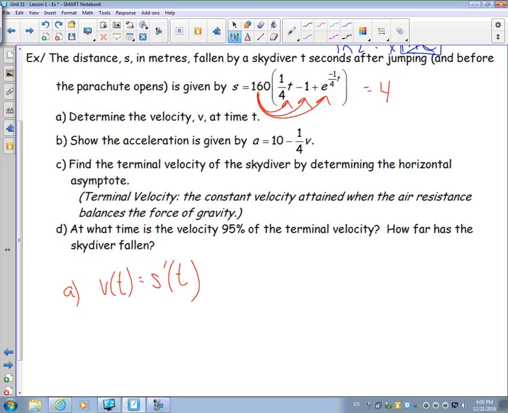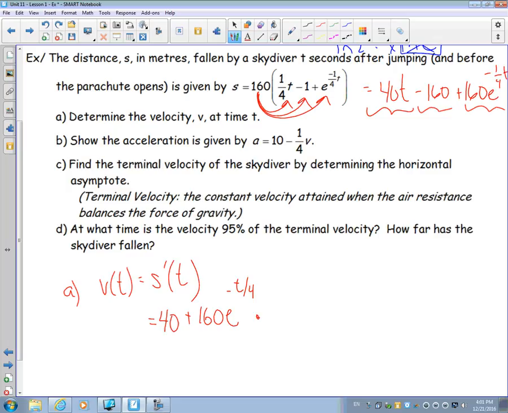160 times a quarter makes 40t, and then minus 160, and then 160e to the negative 1/4 t. You're going to say, well, why would you do that and have these extra parts? Remember, my objective is to take a derivative. It's easy to take a derivative in parts. The derivative of 40t is just 40. The derivative of the 160 part, well, that's just 0. And then the derivative of the last piece, well, it's an e expression. So 160e to the negative t over 4 times the derivative of the exponent, which is negative 1/4.